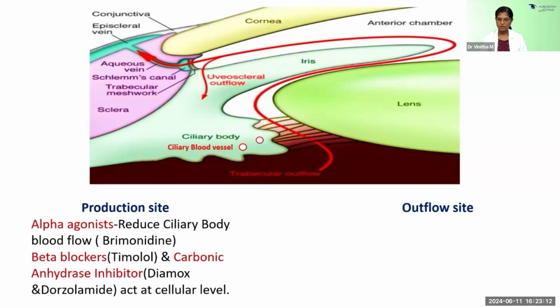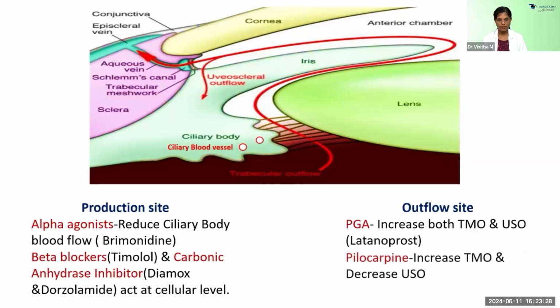The aqueous flows out through two pathways, namely trabecular outflow and uveoscleral outflow. Prostaglandin analogs increase both trabecular outflow and uveoscleral outflow, whereas pilocarpine increases the trabecular outflow and decreases the uveoscleral outflow.